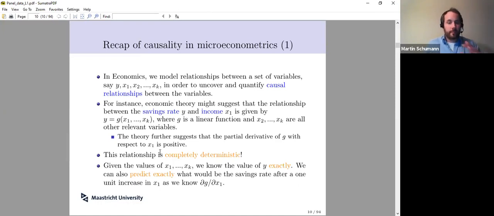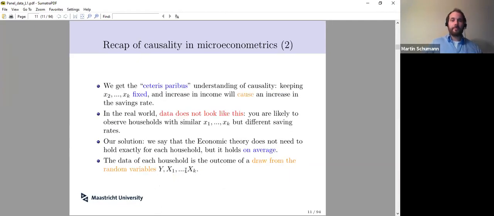Now, this relationship is completely deterministic. There is no randomness, there is no error in there. Really, it's a completely deterministic system, which means that if I give you the values x1 to xk, I can tell you exactly what your savings rate is. And I can also predict exactly what your savings rate is going to be if I increase your income marginally. So this is what we think of as the ceteris paribus understanding of causality. x2 to xk are fixed, the only thing that changes is x1. And if you then observe a change in y, that means that this change has to be due to x1. So x1 is causing a change in y.